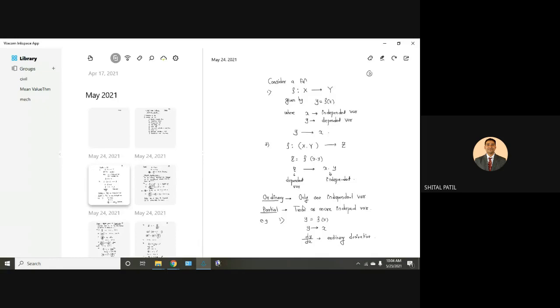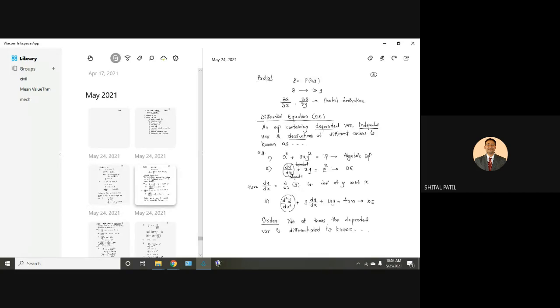Now what is ordinary derivative? Only one independent variable. What is partial derivative? Two or more than two independent variables. All these things are very well known to us. Then we have defined what the differential equation is. Differential equation is an equation containing three different things required. One, dependent variable. Second, independent variable. And third, derivatives of different orders.